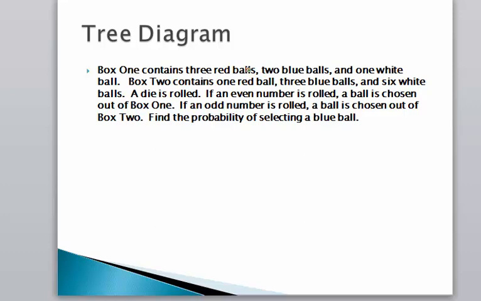Sentence number 2 is the same way. Box 2 contains 1 red ball, 3 blue balls, and 6 white balls. Again, that sentence describes box 2, but it doesn't imply any action. The third sentence says a die is rolled. So that's where we'll begin our tree diagram. So I'm going to make a starting point on my tree diagram, and I'm going to make a column for rolling the die.